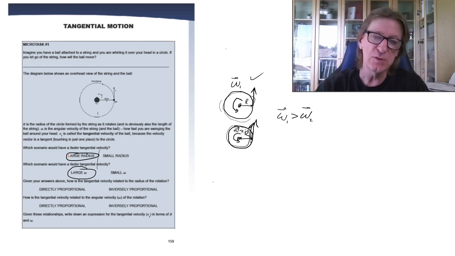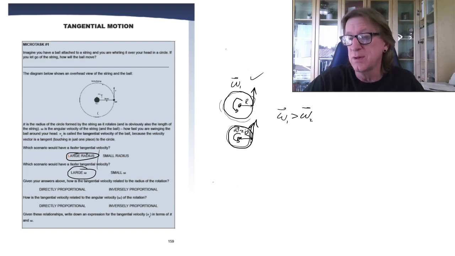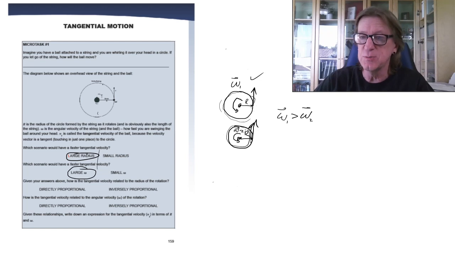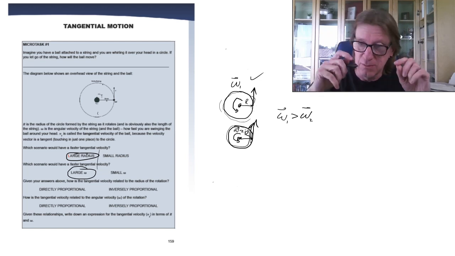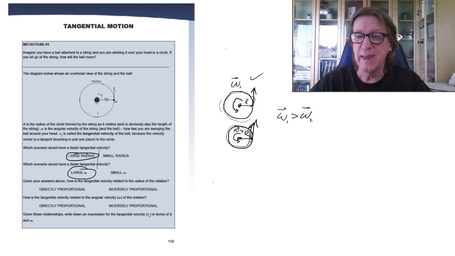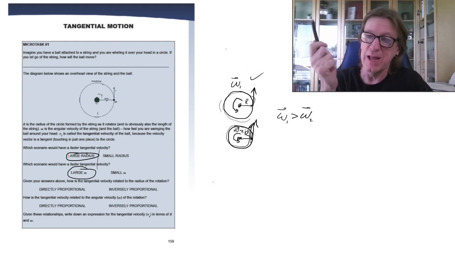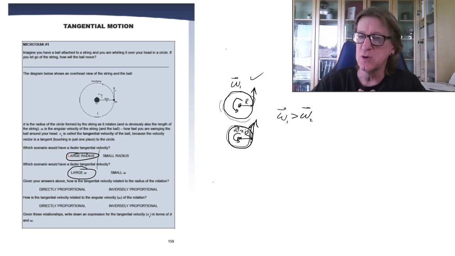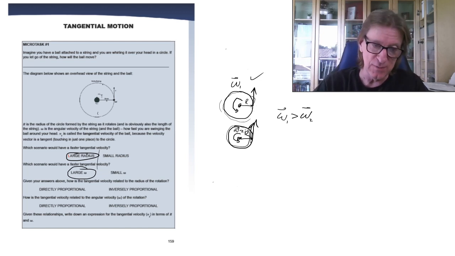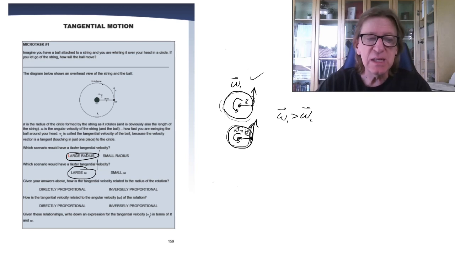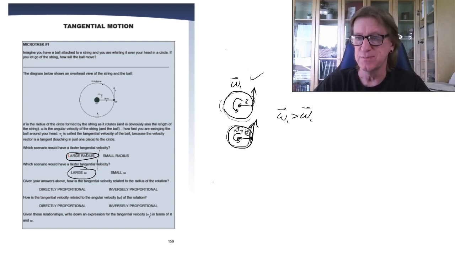All right, so those are the only two variables that we have to work with. So we know that the tangential velocity must depend upon the radius of my orbit, my circle, and it also must be determined by how fast I'm spinning. Both of those hopefully make sense now. All right, so the next thing we have to decide is whether they are directly proportional or inversely proportional. So let's think about the radius of rotation.